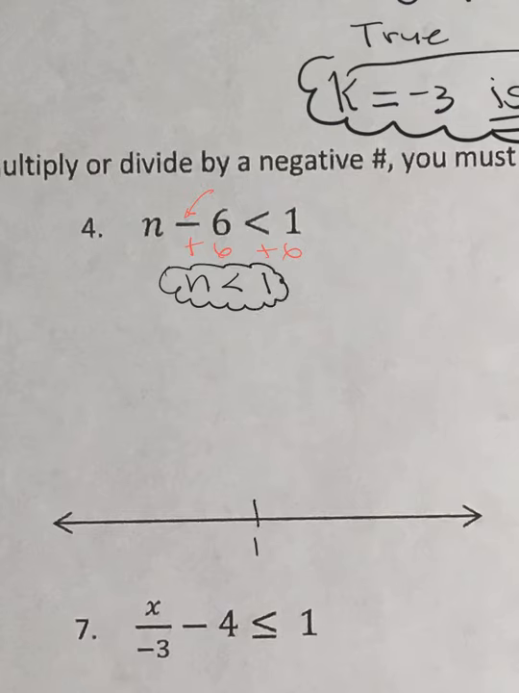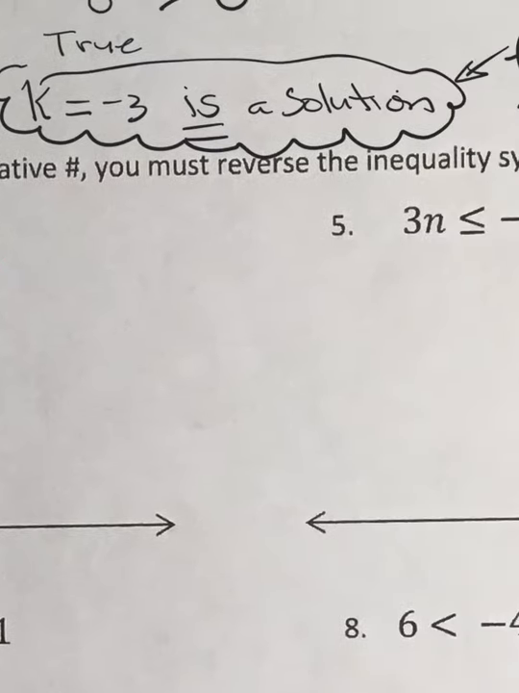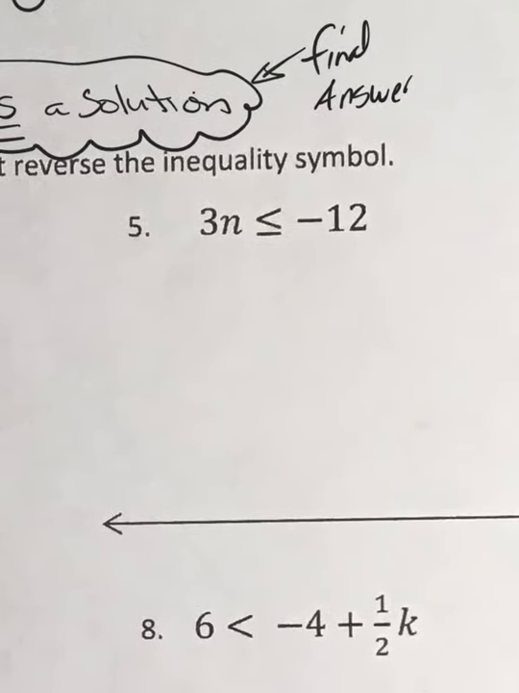So all the numbers less than 1 would be an open circle, and everything to the left is less than. Make sure that you're graphing in the correct direction. So make sure that your solutions are shaded, right? The things that you shade are the solutions to the original problem. So if we had plugged in any number to the left of 1 into the original equation, it would make the sentence true.